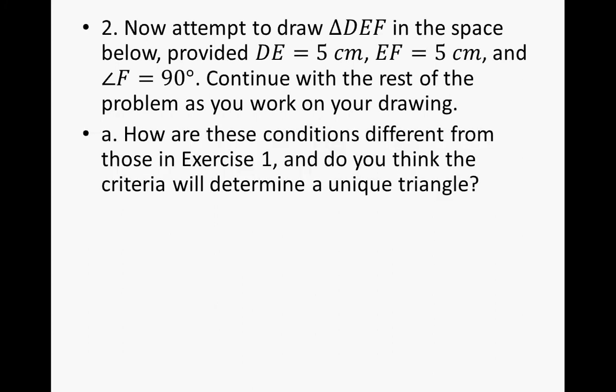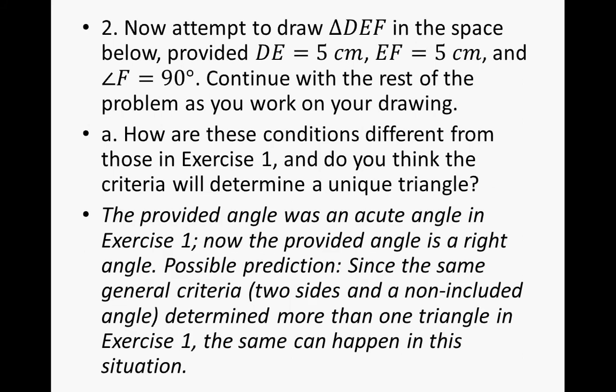So how are these conditions different from those in exercise 1? And do you think the criteria will determine a unique triangle? Well, the provided angle was an acute angle in exercise 1. Now the provided angle is a right angle. Your possible prediction could be that since the same general criteria, 2 sides and a non-included angle, determine more than one triangle in exercise 1, the same thing could possibly happen in this situation.